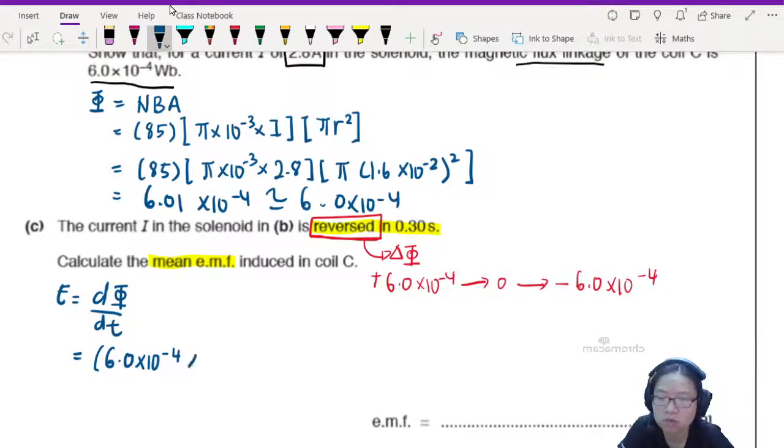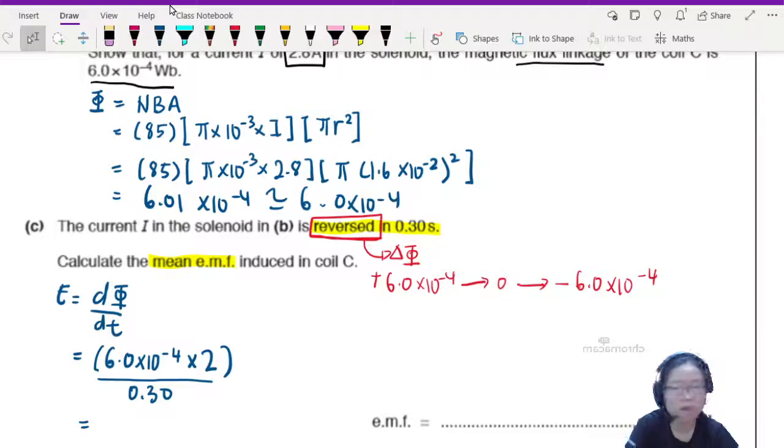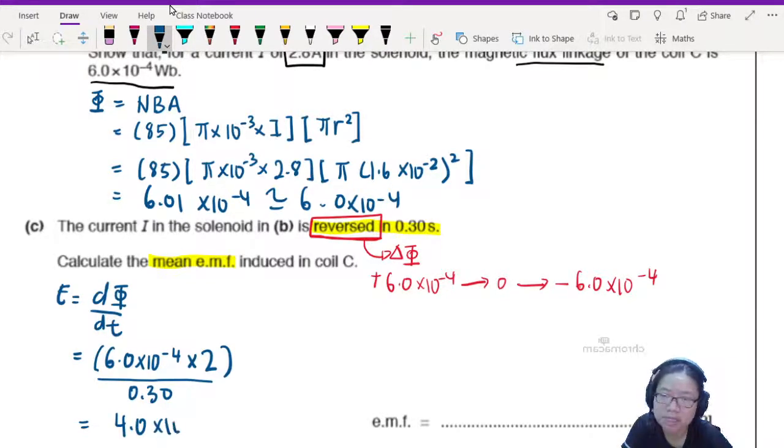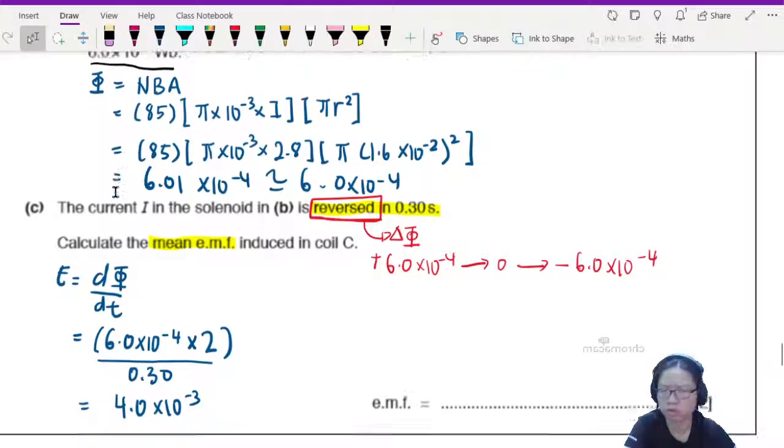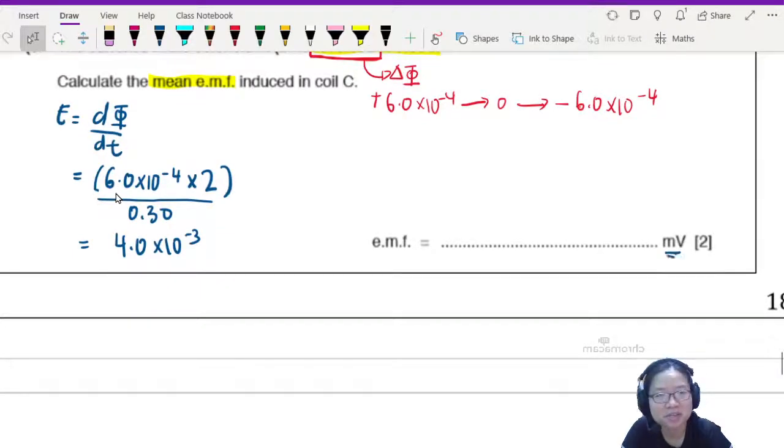So can I just times 2? Because of this. Or minus negative 6.0, then times 2. Alright, so I'm going to divide this by how long is it? 0.3 seconds. So if I press my calculator, this will give me the answer of 4.0 times 10 to the power of negative 3. Thankfully, this is already, wait, I am blocking the sign. My bad. This is already millivolt, so you can write this as 4.0 millivolt.